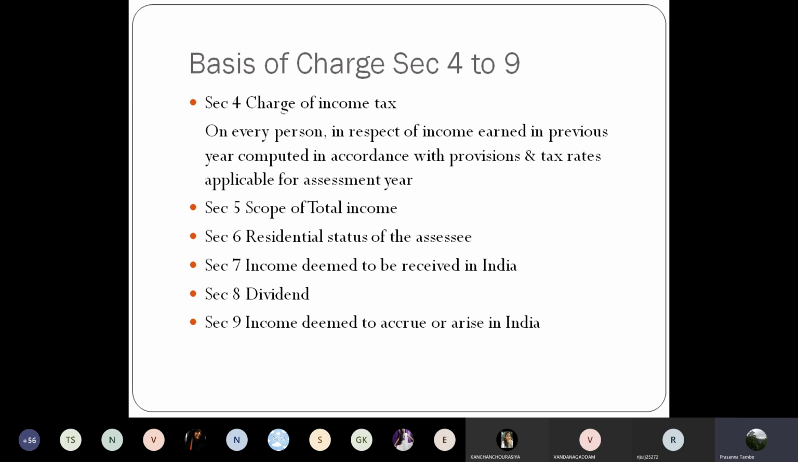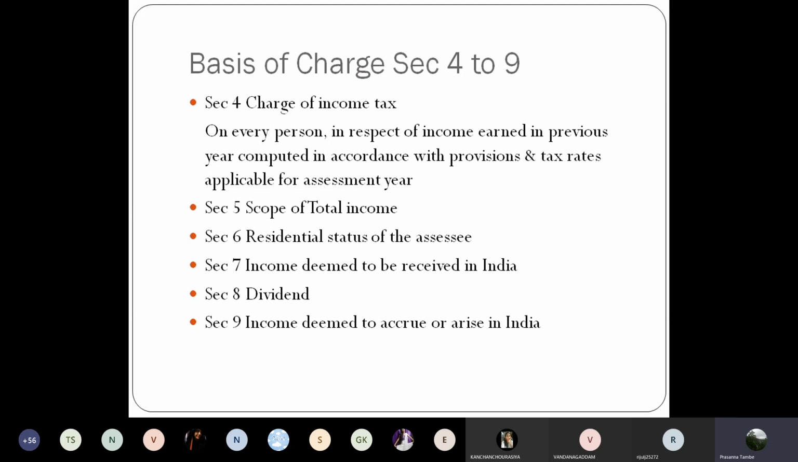Then section 7 deals with income deemed to be received in India. It's a deeming provision. It's a fiction where you assume that certain items of income are deemed to be received in India. These are the items which we will discuss when we go to income from salary, because these are taxable or otherwise under the head income from salary.